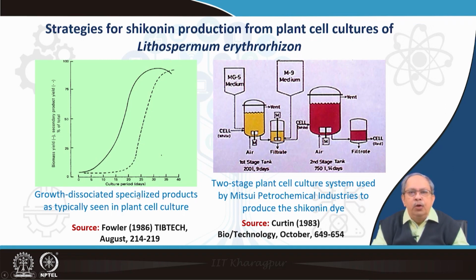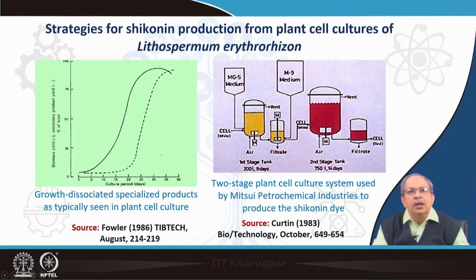That means, when you start growing the cell culture, you may not be able to get the desired compound. So, this strategy has been exploited for the production of shikonin, the red dye from the plant Lithospermum erythrorhizon. What I said before is that this is the first plant cell culture based product available in the market, and still it is available in the market, and in Japan shikonin is only produced by plant cell culture.